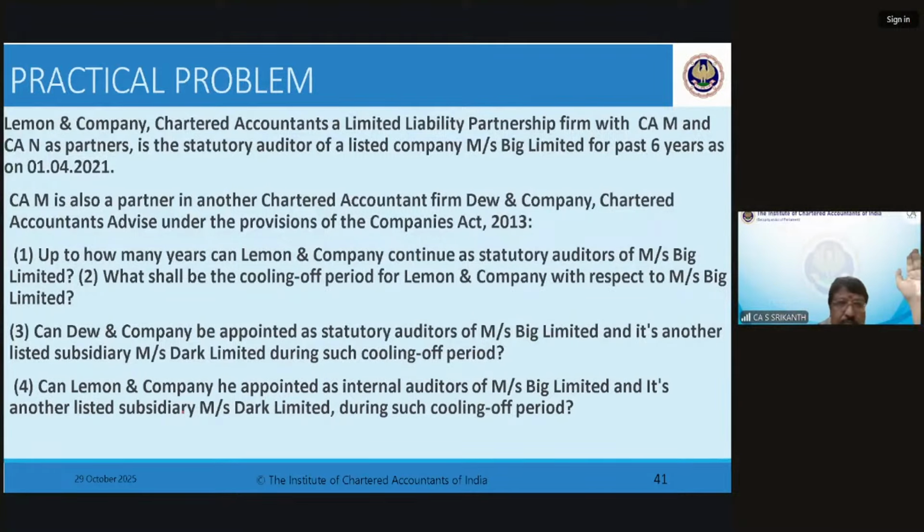Thereafter, 5 years gone. Now, can Dew and Company be appointed as statutory auditors of Big Limited and its another subsidiary, Dark Limited, during the cooling off period? Dew has a common partner, Yum. Be careful. And a subsidiary, Dark.